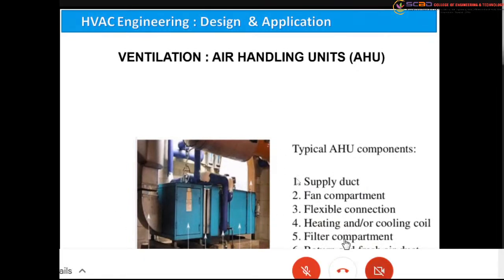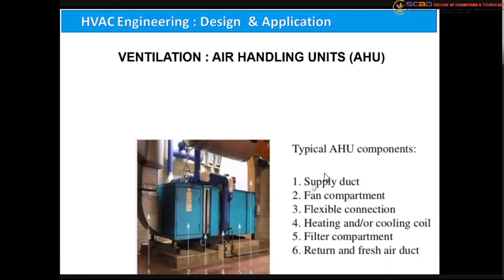You can see the typical AHU components I just showed. Number one, the supply duct. Number two is the fan compartment, where you can see the fans, centrifugal fans or whatever fans. Then there is a flexible connection, because the unit is dynamically functioning and the duct is rigid, so it should not transfer the vibration. Then the fourth one is the cooling coil or heating coil. Then the next one is the filter compartment, and the sixth one is the mixing box with return air and fresh air. These are the typical components of an air handling unit.